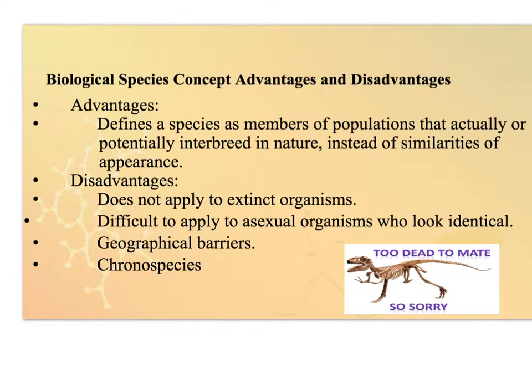The biological species concept has its advantages and disadvantages. Its advantage being that it makes up for the disadvantages of the morphological species concept. Disadvantages include not applying to extinct organisms because they cannot be tested for reproductive capabilities. It is difficult to apply to asexual organisms who look identical. Geographical barriers and chronospecies, which are species that are different stages in the same evolving lineage that existed at different points in time, which leaves a question of interbreeding.